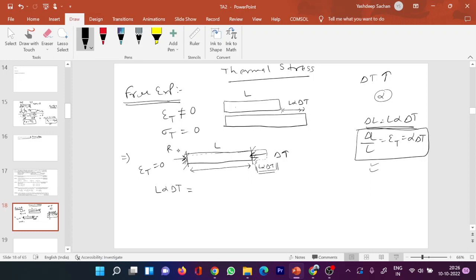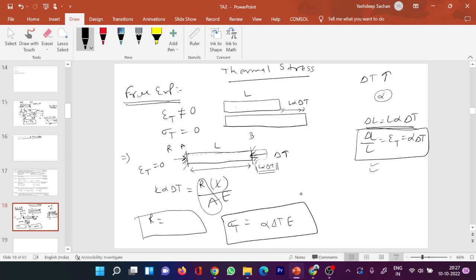Let's suppose this is A and this is B. So what would be the value of R? This would be PL by AE, correct? So from here we can easily find the value of R. If it is asking for the stress, then R by A is the thermal stress. If asking for thermal stress, then L will get cancelled, so it is alpha delta T and E.